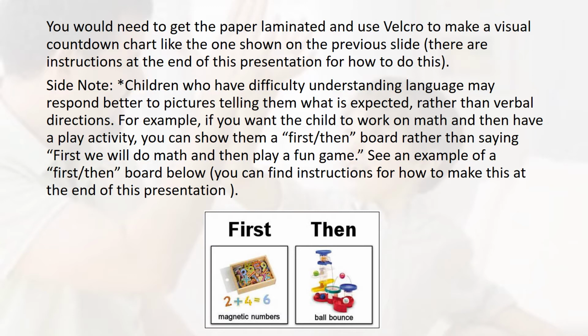As a side note, children who have difficulty understanding language may respond better to pictures telling them what is expected rather than verbal directions. For example, if you want the child to work on math and then have a play activity, you could show them a first-then board rather than saying, first we will do math and then play a fun game. See an example of a first-then board below. You can find instructions for how to make this at the end of this presentation. And as you see in this one, first we'll be doing magnetic numbers and then playing the ball bounce game.